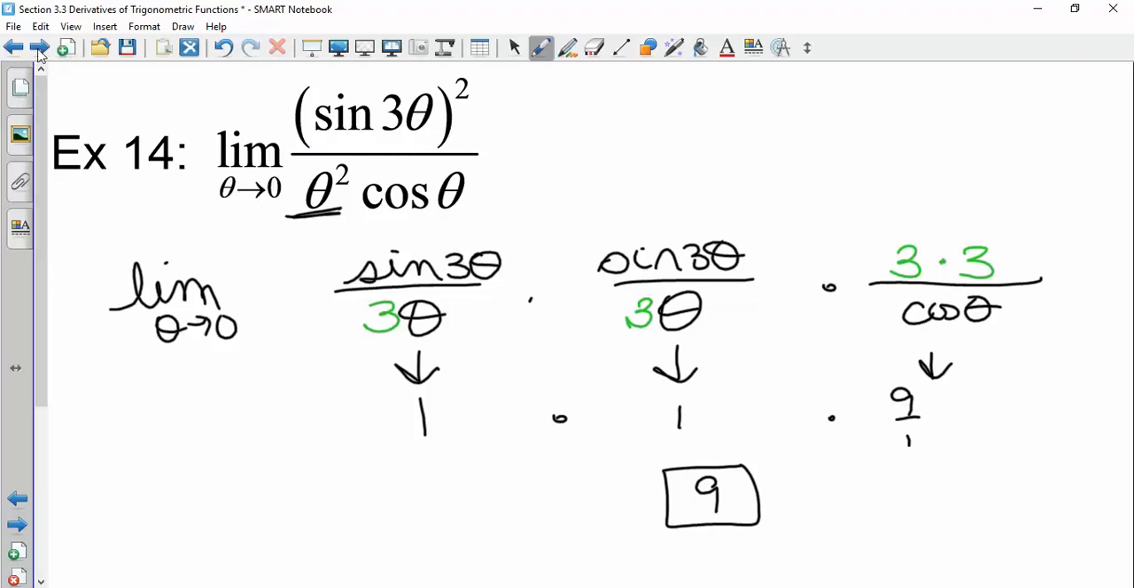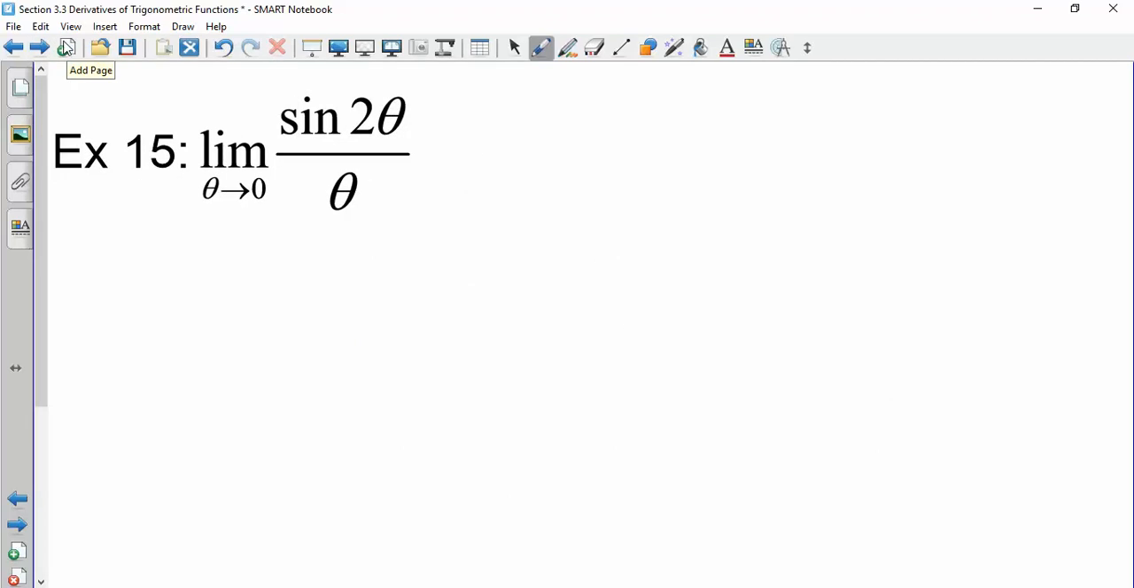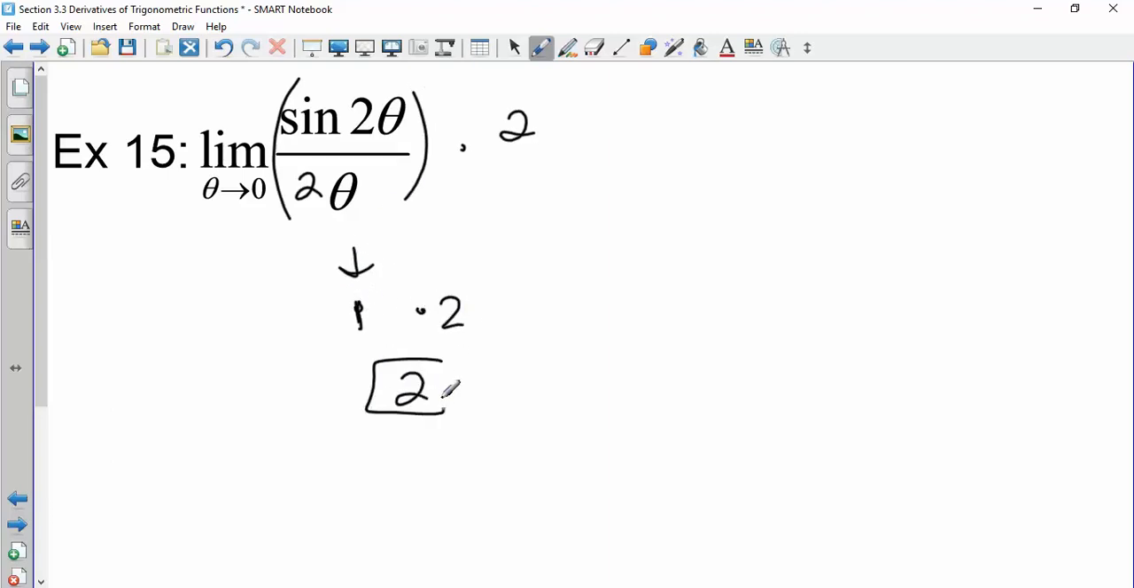Just a few more. You guys try the next one again. All we need is a 2 on the bottom, so you have to put a 2 on top. This goes to 1 times 2, which is 2.